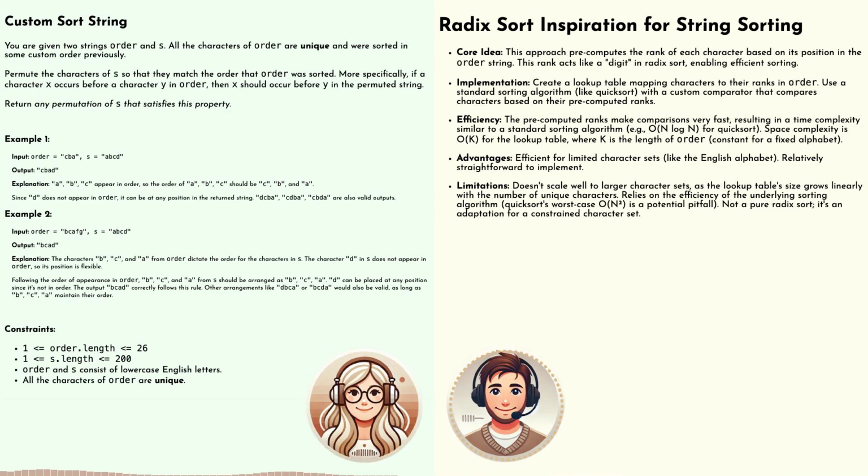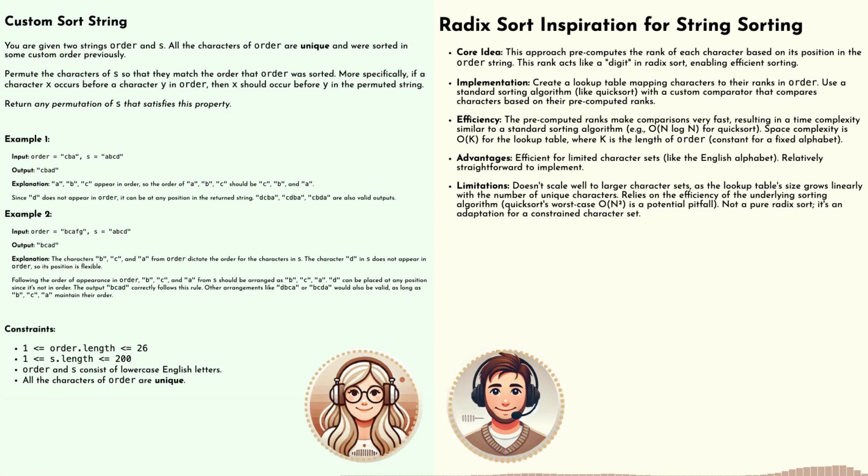Okay. So instead of comparing characters directly, we can assign them a priority level based on their position in order. So if it's closer to the beginning, it has a higher priority, and higher priority comes earlier in the sorted string. How do we determine those ranks, though? We can pre-compute a lookup table that stores the index of each character in order. And that acts as our ranking system, telling us the priority of each character. So a character at index 2 in order would have a rank of 2. Exactly. And any characters not in order get a lower rank, so they come later in the sorting.